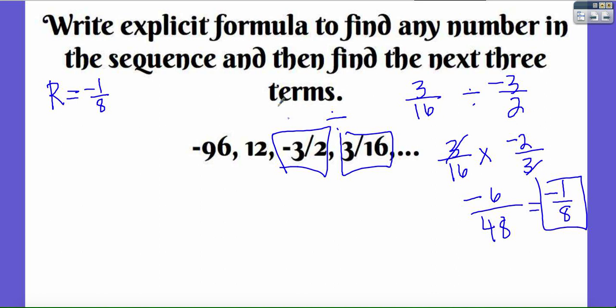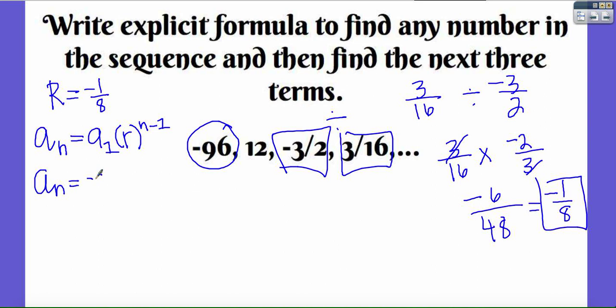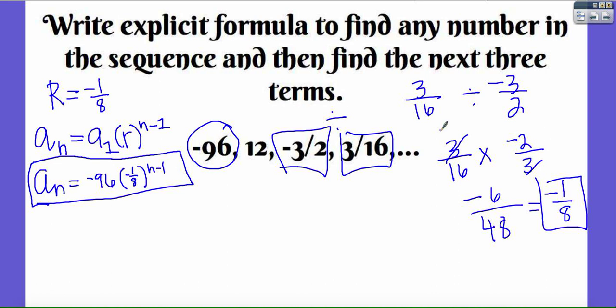So if we're writing the explicit formula, just to remind ourselves what that is, a sub n equals a sub 1 times r to the n minus 1 power. So it would be a sub n equals, a sub 1 here is -96, r we just found is -1/8, to the n minus 1 power. That would be the formula to find any term in this pattern.